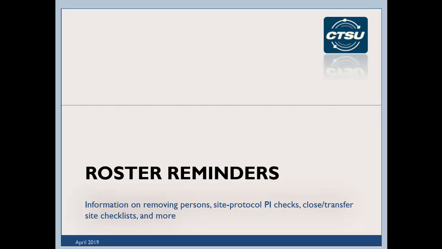The final thing I want to go over is some roster reminders. With all the changes, the implementation of the RCR, all the new regulatory rules and checks that we have in our regulatory support system, and even the retirement of the CTSU roster, we've noted several things that have come up over the last couple of months where it's important that we get some of the data a little cleaner in some cases.